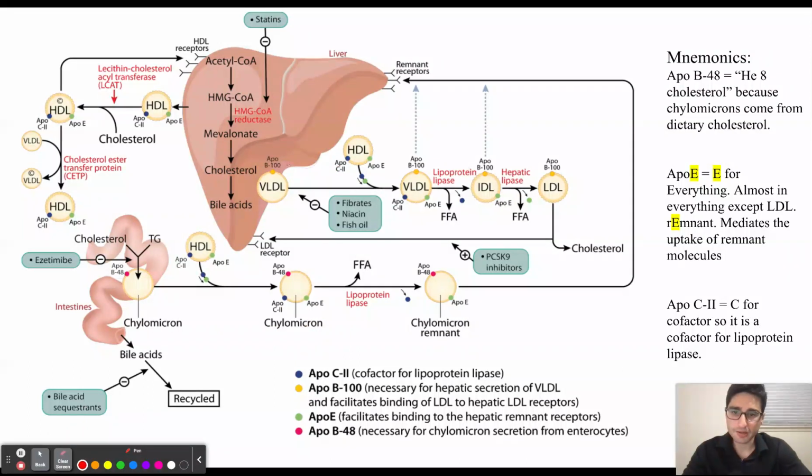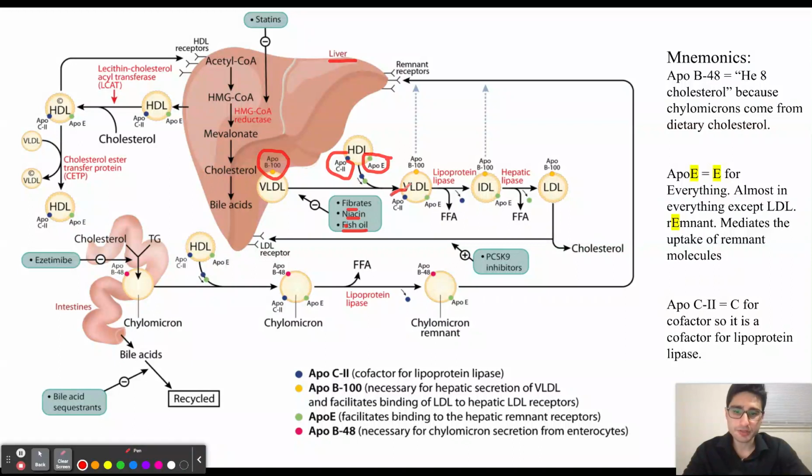Now let's focus on VLDL. VLDL is going to be synthesized in the liver, and it is going to contain ApoB100 on its surface. ApoB100 is going to allow VLDL to be secreted from the liver into the blood. Fibrates, niacin, and fish oil can inhibit the secretion of VLDL from the liver into the blood. Once VLDL is secreted into the blood, HDL again can put ApoC2 and ApoE onto the surface of VLDL.